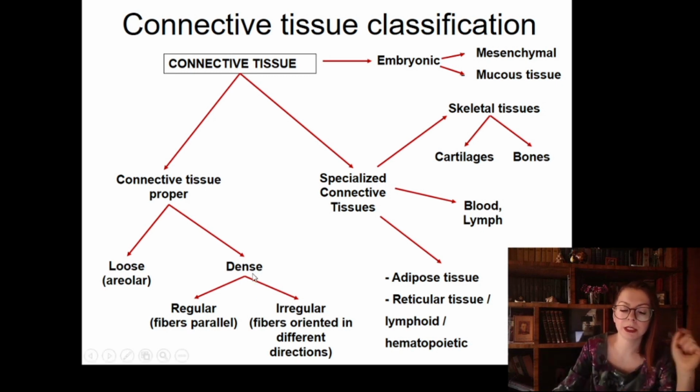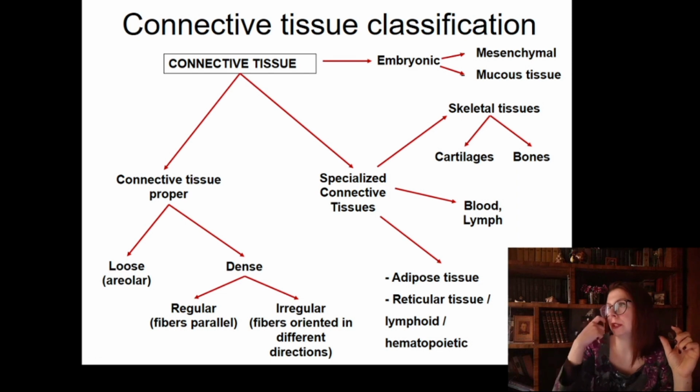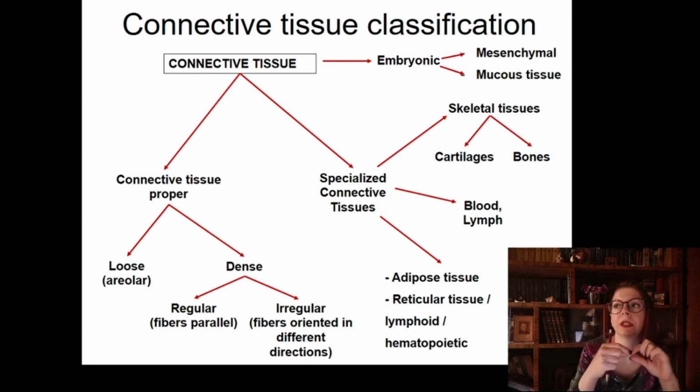Then dense connective tissue is further divided into two: regular, where all fibers are parallel with one another, and the classic example is a tendon. The tendon fixes a muscle to the bone, and in this way it endures high mechanical stress, and it has all collagen fibers oriented parallel along the same line.